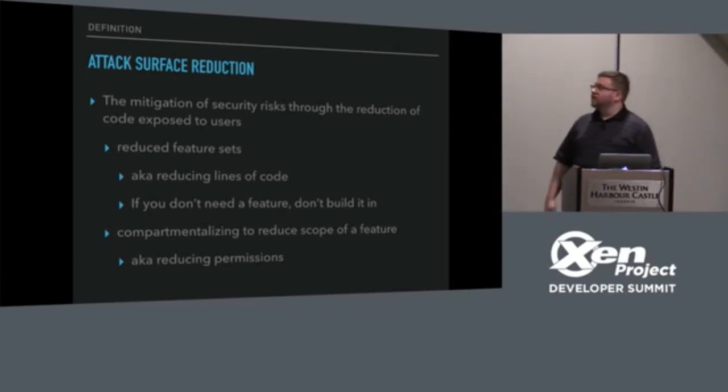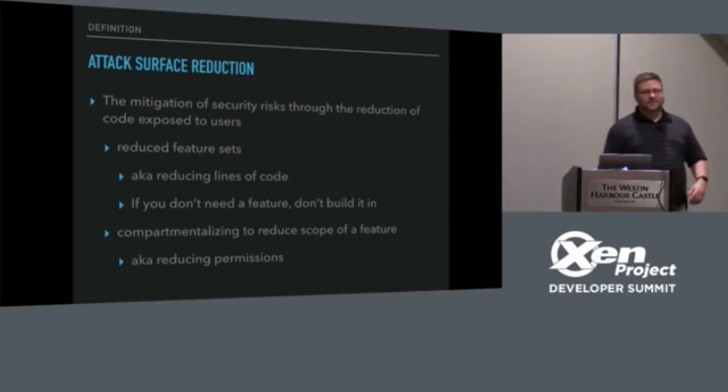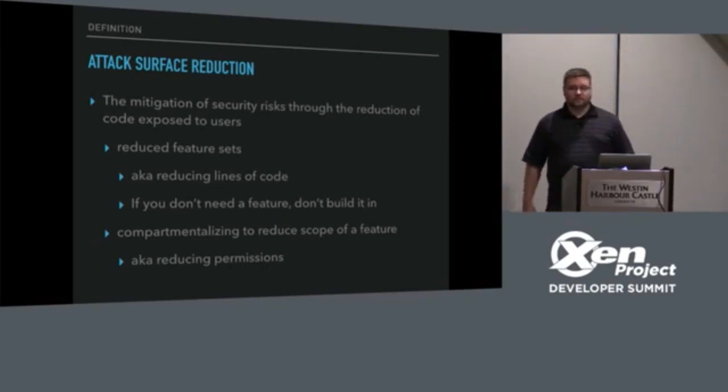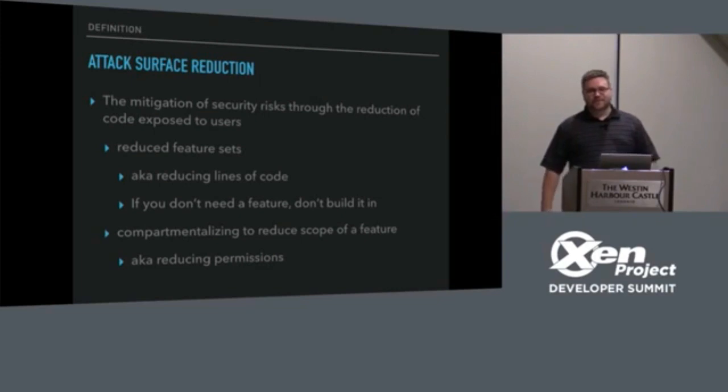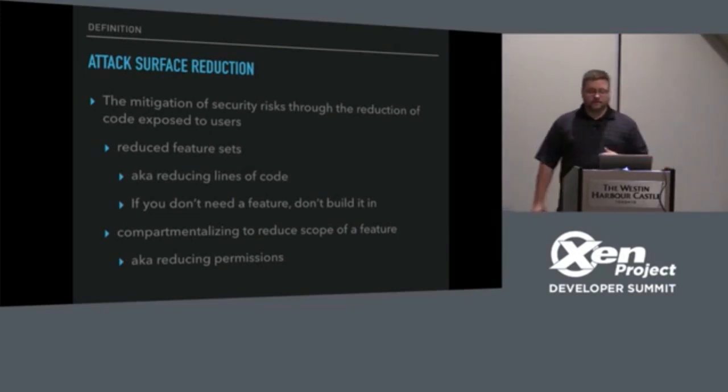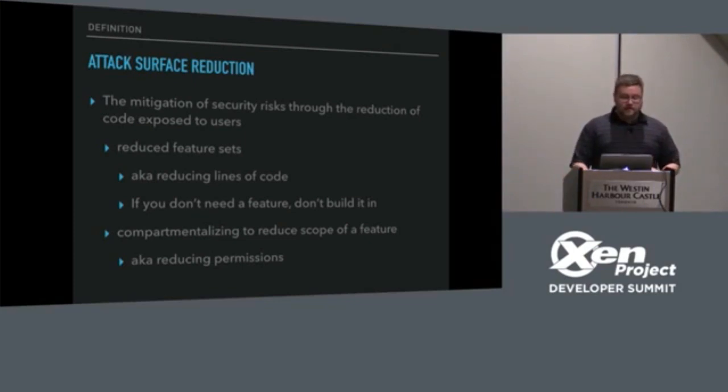So what is attack surface reduction? I kind of aimed the slides a little more high level, because I usually target this towards a different crowd. It's the mitigation of security risks through the reduction of code exposed to users. I was just telling Steve, when he gave his QEMU KVM talk, that I was glad we both had similar wording in the end. Reduce the feature set, which means reduce the lines of code, but intelligently reduce the lines of code. A lot of times people will just take lines of code as a raw metric, and it's really not. But at the end of the day, if you don't need the feature, don't build it in, because if it's possible, avoid that. And then reduce permissions.